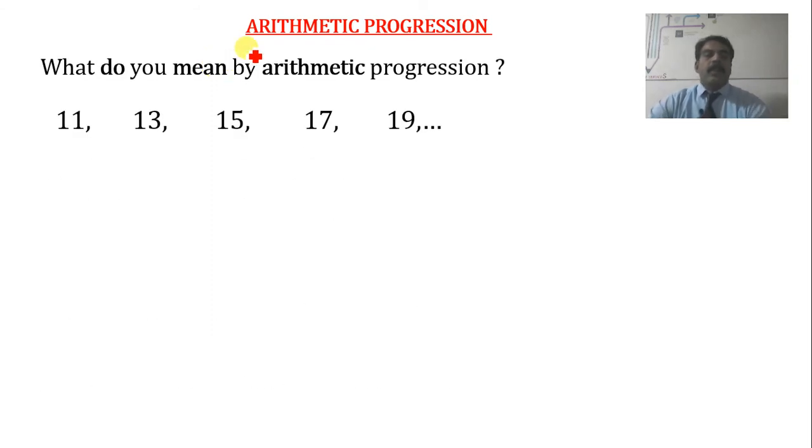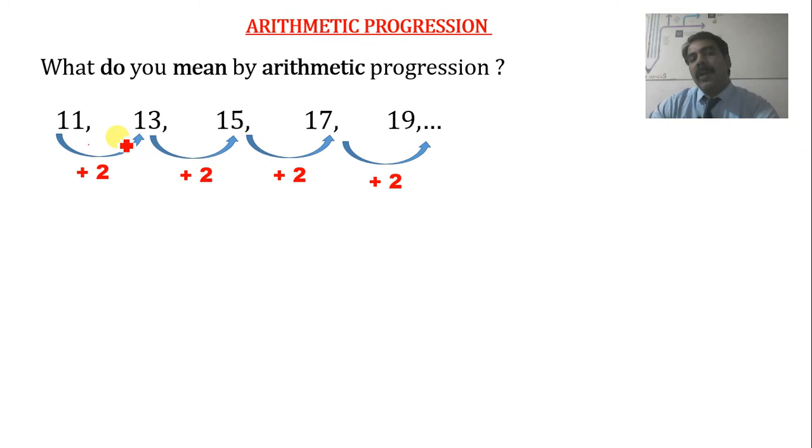Now if I consider these numbers 11, 13, 15, 17 and 19, can you find any pattern in them? Yes, that's good. You can see that the numbers have a common difference of 2. The difference between the numbers is 2 and the difference is common, constant. So I am saying that they have a common difference of 2.